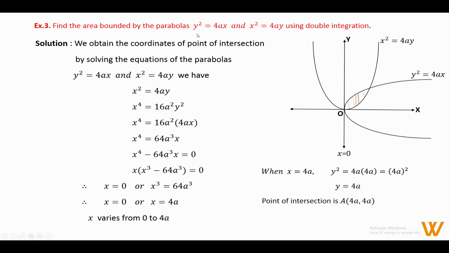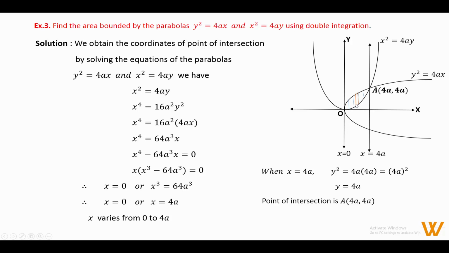Now draw the line x is 0, y axis. Next line x equal to 4a. This line passing through this point and parallel to y axis. This line is x equal to 4a. Therefore, in this region, x varies from 0 to 4a.